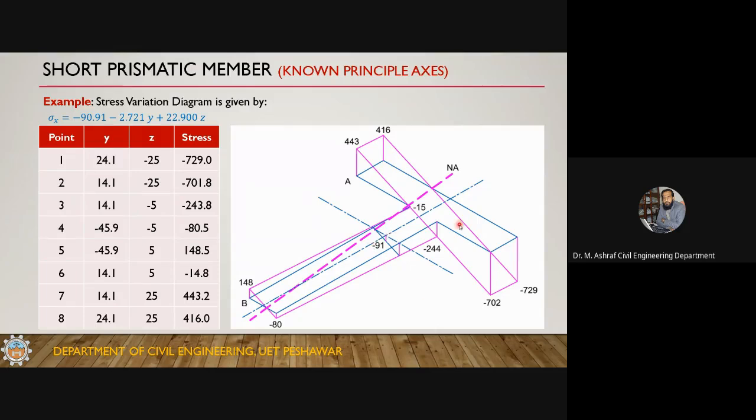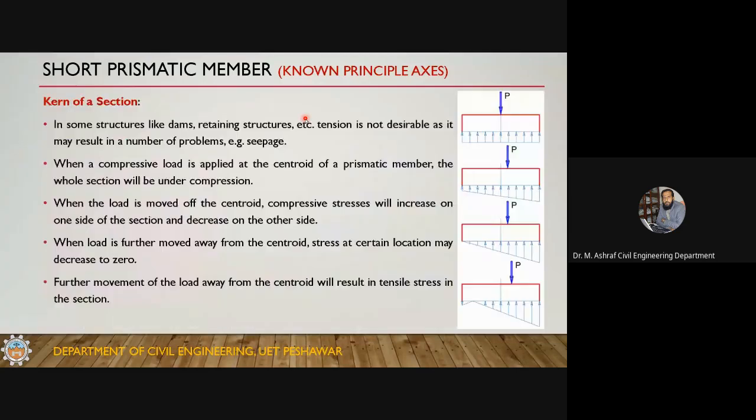Okay, you rotated this T section about the neutral axis, and you got this kind of a stress field. So this is the equation of a plane. This is how to get stresses and how to locate the neutral axis.